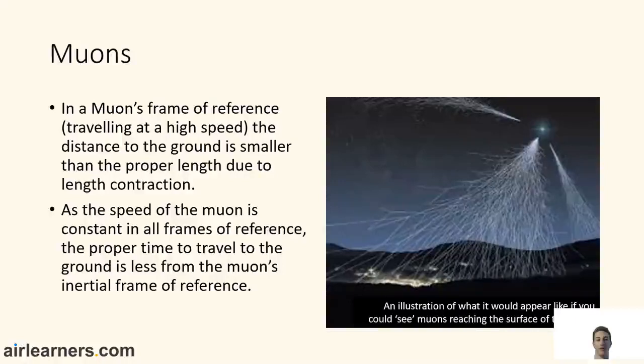So what that means is that a scientist on Earth will measure the dilated time, which is a longer period of time. They expect that because a muon, being a subatomic particle, has a half-life, they will measure more muons reaching the ground, because in the muon's frame of reference, less time elapses.